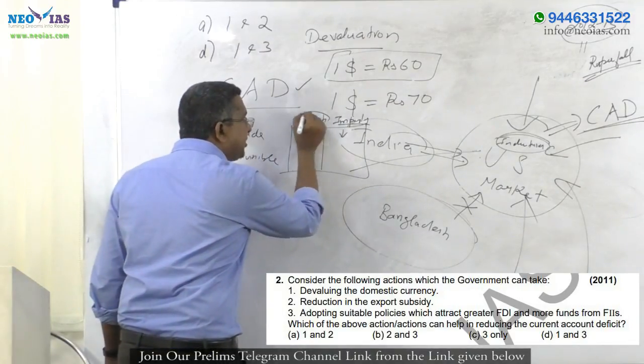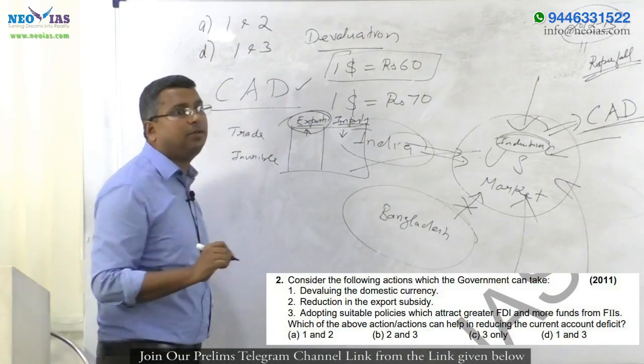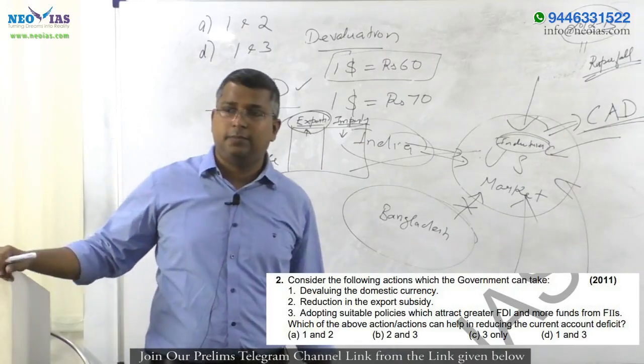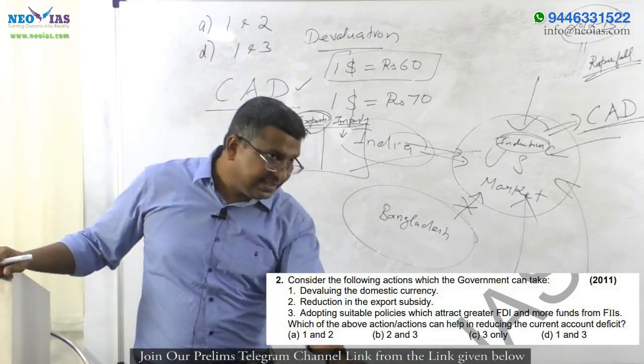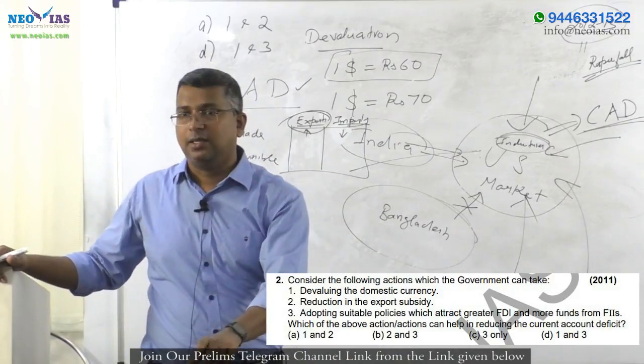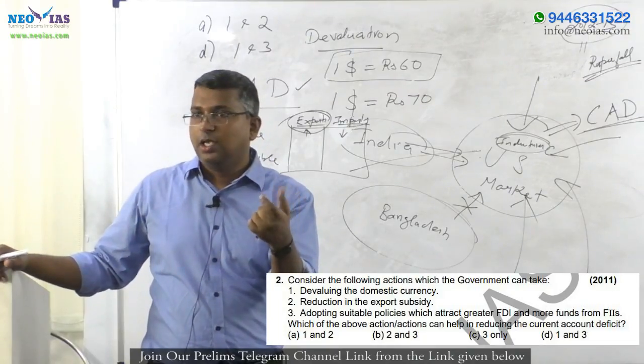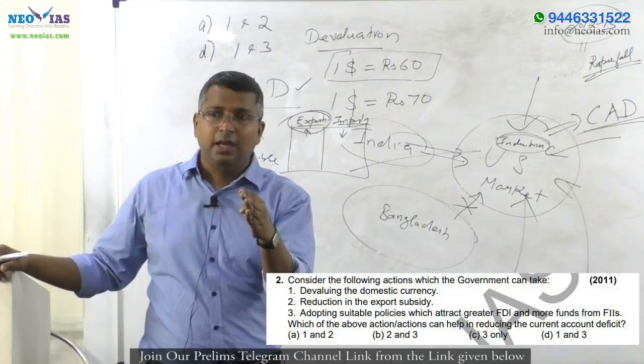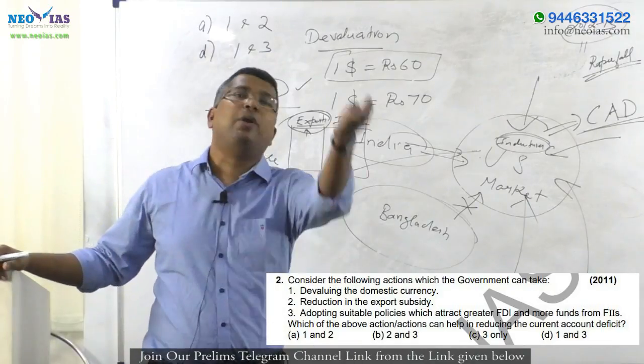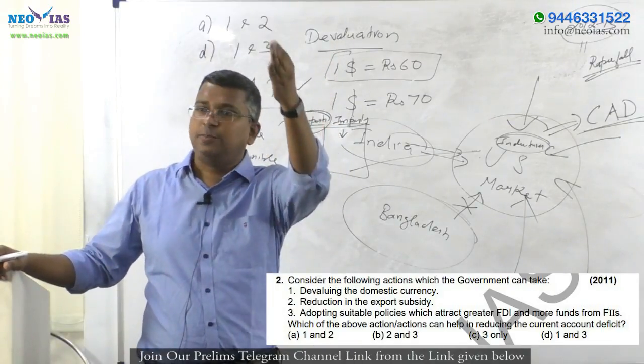With the reduction in the export subsidy, what will happen to the exports? Will exports increase or decrease? Exports will decrease. Now what is a subsidy? A subsidy is given by the government to the exporters. With the government export subsidy, the exporters are able to sell the products in a cheaper manner. So that is being withdrawn.